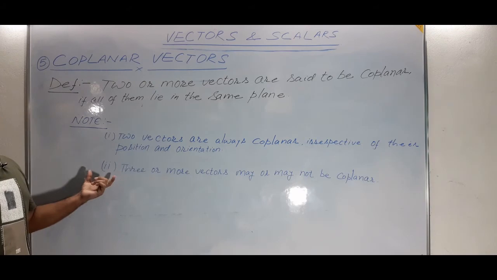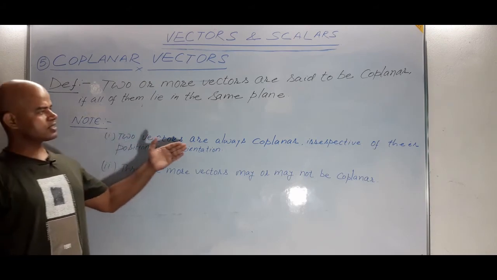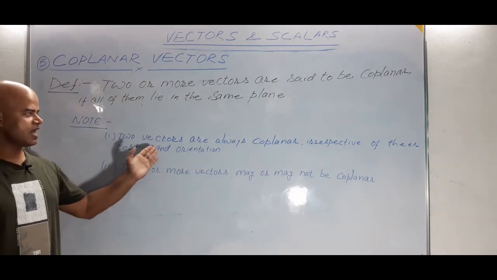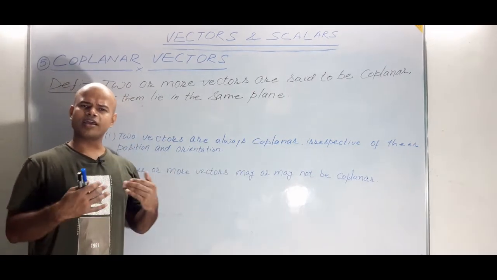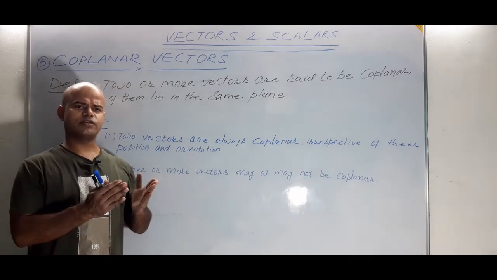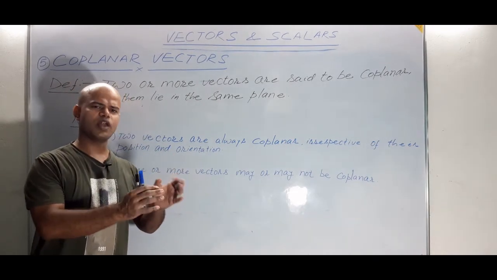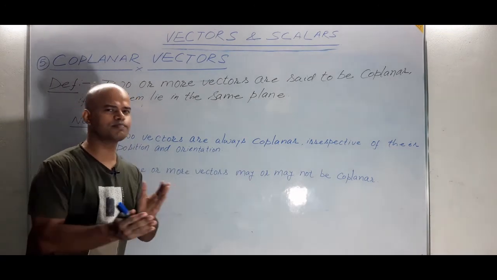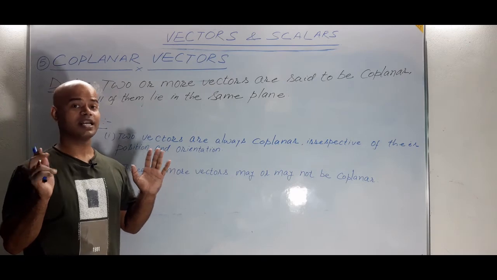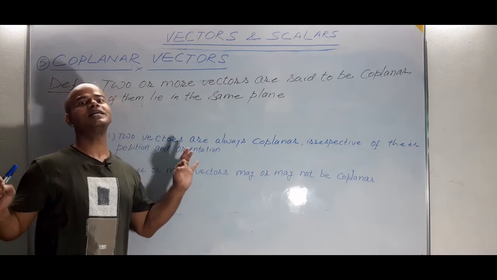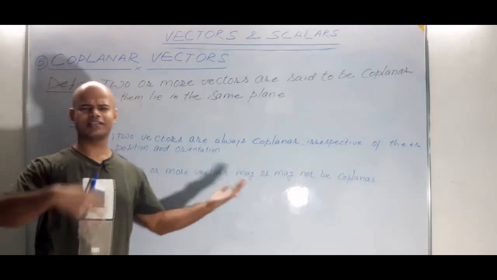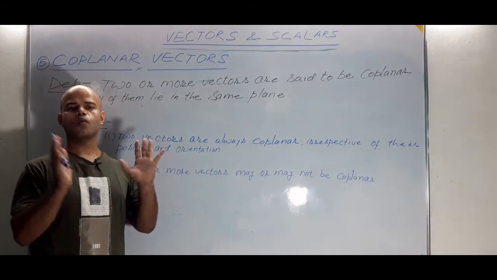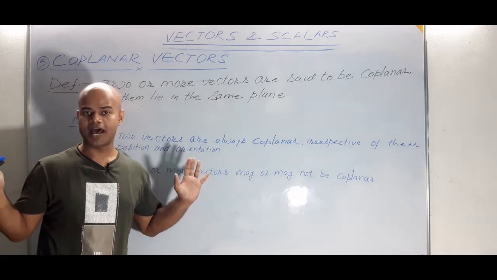Some important points that you have to note. 2 vectors are always coplanar, irrespective of their position in the space and their orientation. Whatever be the direction in which they are headed and wherever they are present in the space, 2 vectors can always be brought in one plane. Like 2 points can always be taken on one line wherever they are present. Similarly, 2 vectors can always be taken in one plane.